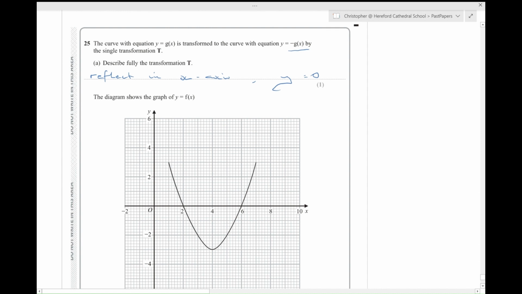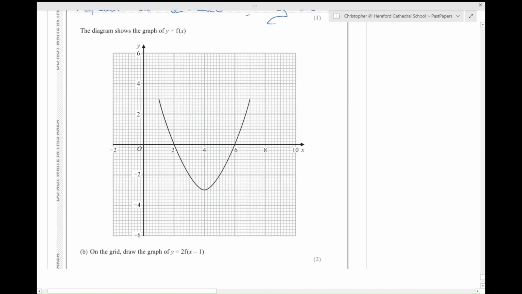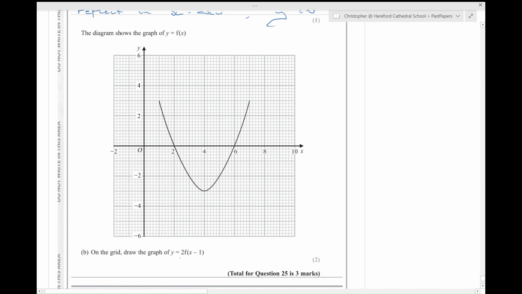Okay, the diagram shows the graph of y equals f of x. On the grid, draw the graph of y equals 2 f of x minus 1. Right, well, let's first of all think about just f of x minus 1. That's going to move the whole curve 1 unit to the right. So that would move it here, and it would move the points at which the curve crossed the x-axis 1 to the right as well. So that's the first stage.